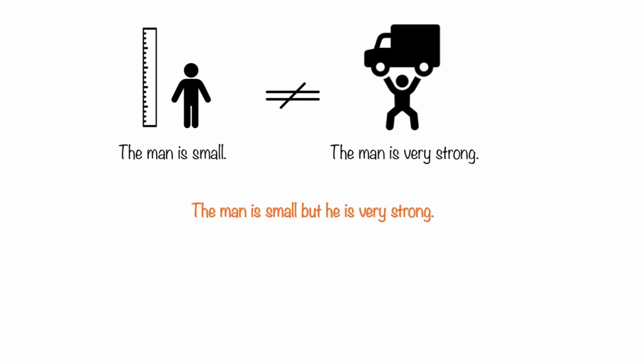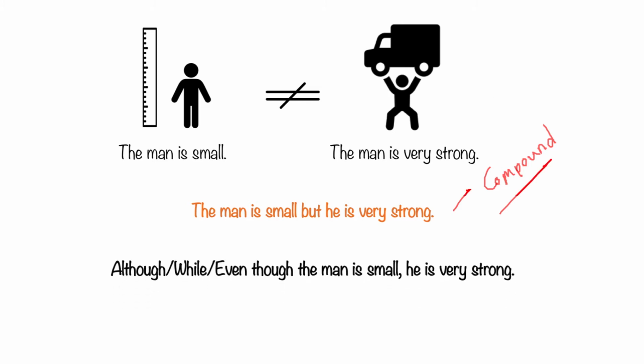We could say the man is small, but he is very strong. This is an example of what we call a compound sentence. And it's good, but for IELTS, it's better if we use some complex sentences. So let's look at how we could put this into a complex sentence. Very simply, we could say, although the man is small, he is very strong. We could also say, while the man is small, he is very strong. Or we could say, even though the man is small, he is very strong.